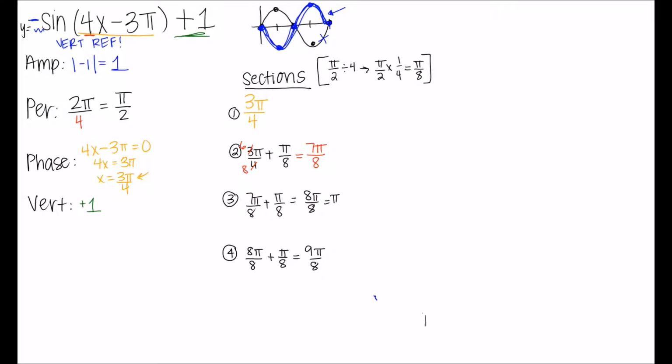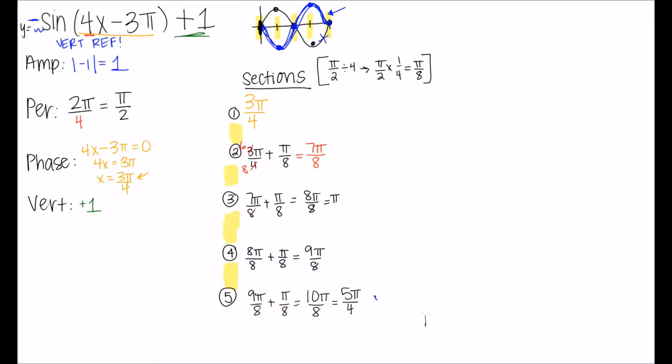And then if we go one more, because technically there are 5 lines here, there's the one that is usually the axis, then 2, 3, 4, 5. It creates 4 sections because the sections are what's in between. Okay, but the actual tick marks, there's 5 tick marks. So we take that 9 pi 8ths and we add one more pi 8ths to get 10 pi 8ths, which is really 5 pi 4ths.